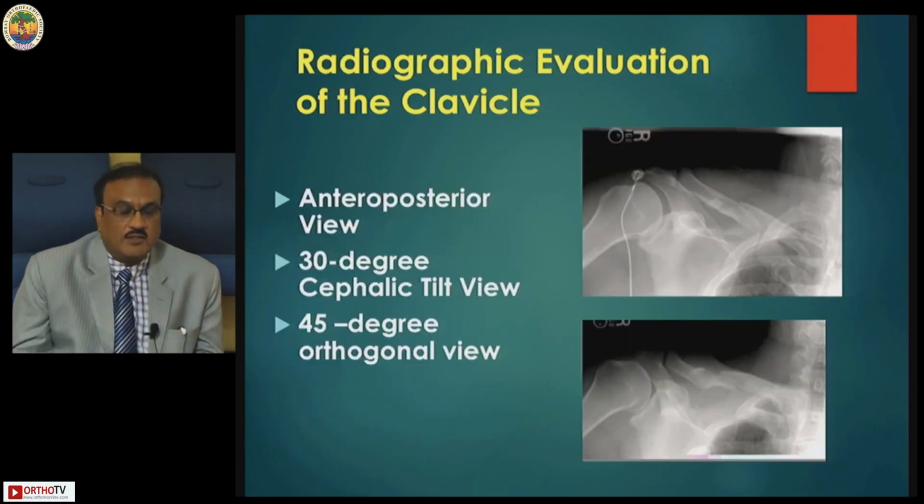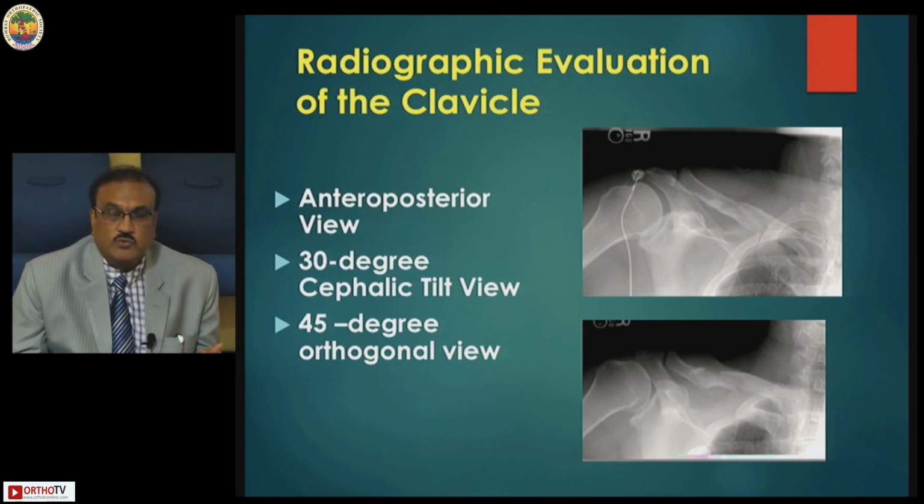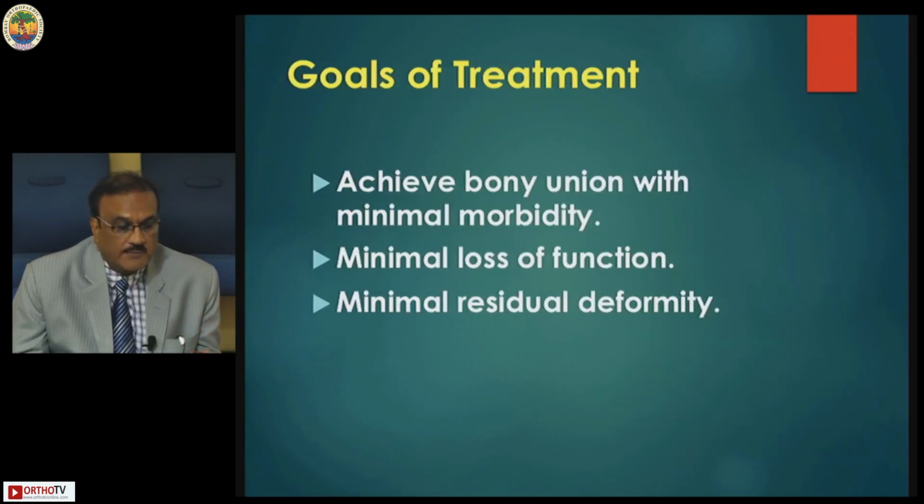Now how to do a radiological evaluation? Antero-posterior view, and there are another two views to be taken: the 30-degree cephalic tilt view and the 45-degree orthogonal view. Though in the AP view it looks like an undisplaced fracture, probably it is widely displaced in the cephalic or orthogonal view. Therefore, before you start treatment, that is also very important.